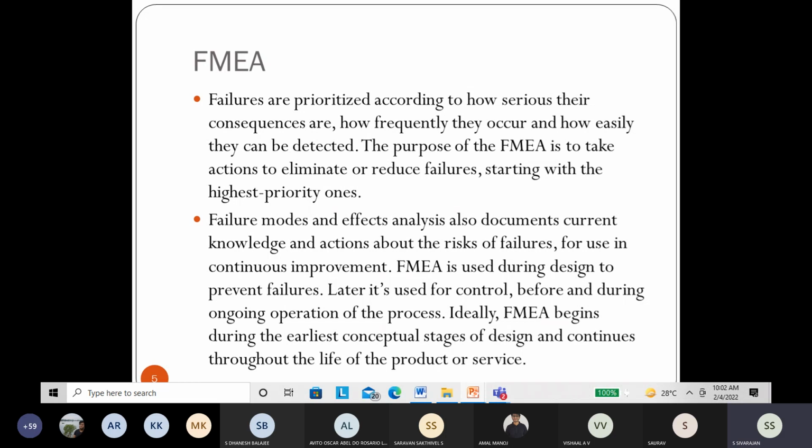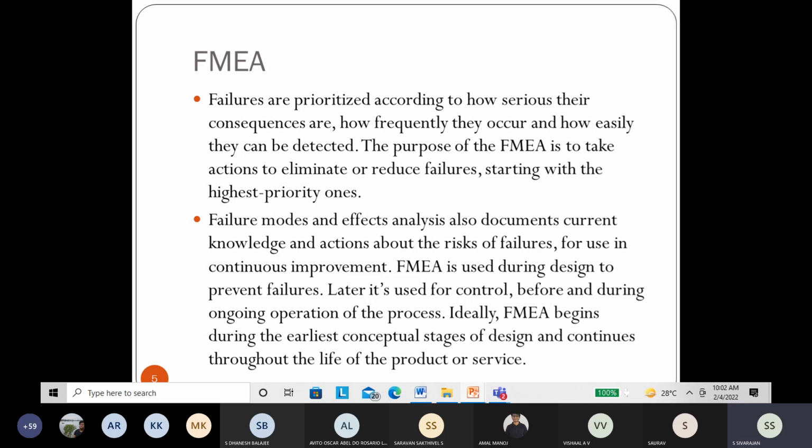Because in most hole making operations, you are going to insert a bolt or rivet. So if it is undersized, the bolt will not go. So that is going to be very severe. If it is oversized, that is also going to be a problem. So we look at how severe it is, how frequently it is occurring, and whether it is detectable. So all these things. We are not testing the product.